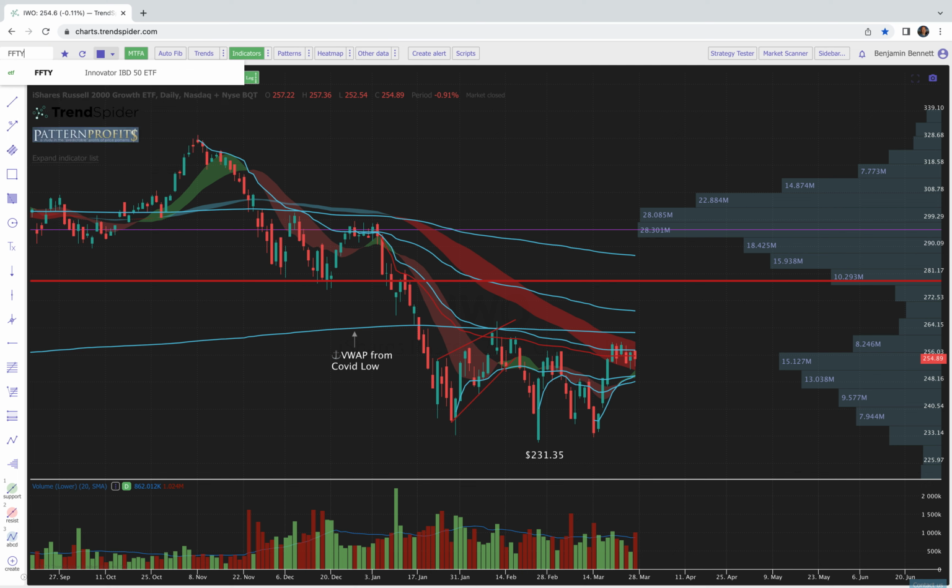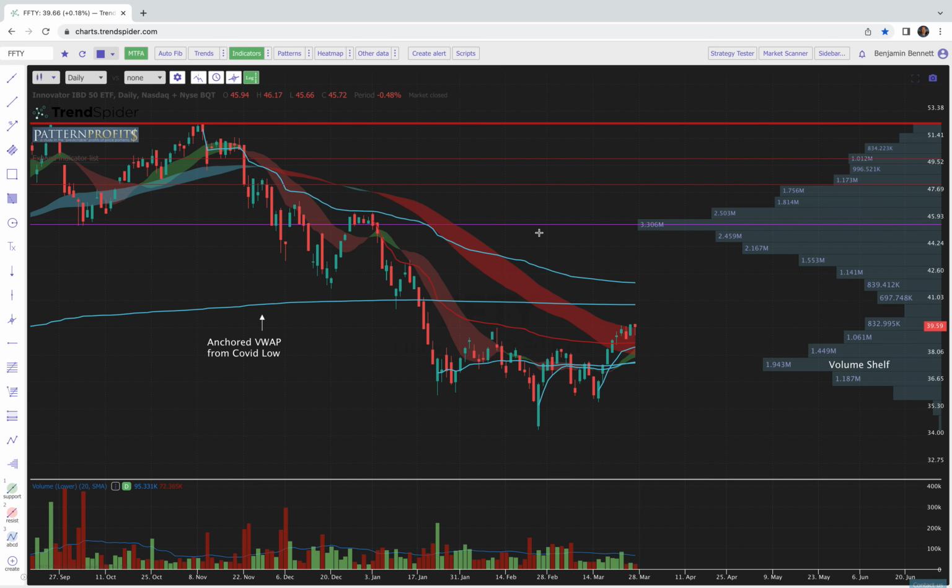IWO. Also going to take a look at FFTY, the IBD 50. This has more of an inverse head and shoulders look to it and came right through there last week. 50-65 cloud trying to get through there. 1020 cloud here, also green. Same type thing where you have that nice little window there. And then you have anchored VWAP from off of the COVID low just above and anchored VWAP from off of the high just above there. So continuation upside there. Be aware of those couple VWAPs above.